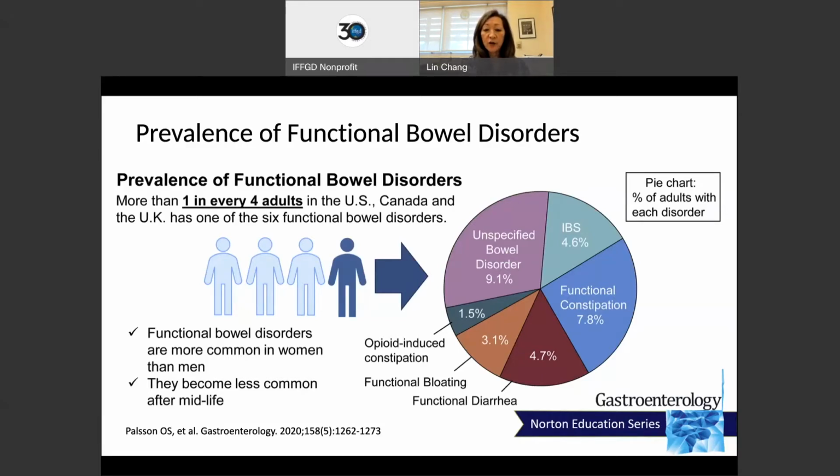And the pie diagram shows you these different functional bowel disorders: IBS, which comprises almost 5% of the population, functional constipation, functional diarrhea, functional bloating, opioid-induced constipation, and unspecified bowel disorder, which means that the patient has chronic bowel symptoms, but it doesn't quite meet the symptom criteria for these other defined conditions. Functional bowel disorders are more common in women than in men, but they can occur in both genders. They become less common after midlife.